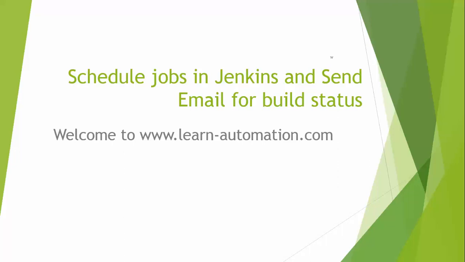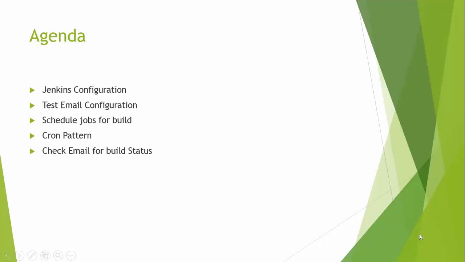So let's start. We'll go through a high level agenda first: how to configure Jenkins so that we can send email notification based on the build status. Then once we do this configuration, we'll test manually whether our email settings are correct or not, so that once your build fails, it should trigger an email based on the recipient list. Then we'll see how to schedule jobs. For scheduling jobs, we need to understand the cron pattern, so we'll check this cron pattern in detail. And finally, we'll create a job and execute it, and check whether we are getting emails based on the build status or not.